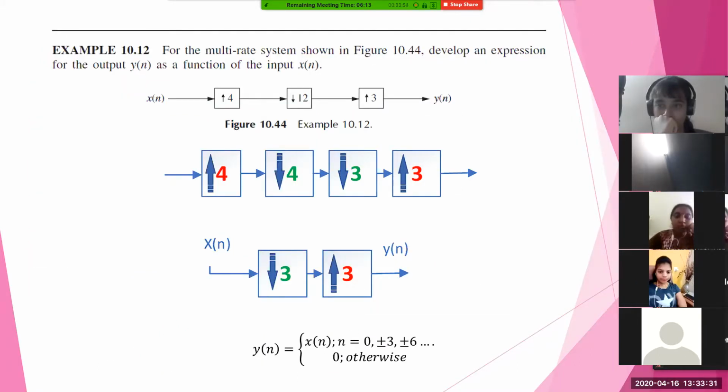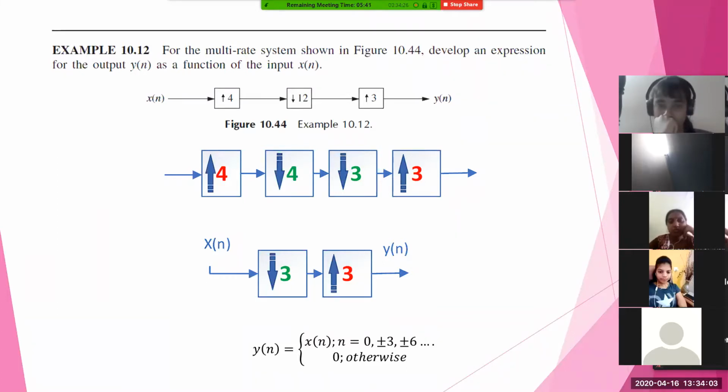And this is one more example which is important. Now here I have an x of n, y of n relationship. This is a multi-stage arrangement. I am asking you to find how its output would look. First I have 4, which is an upsampling. Then I have 12 as downsampling. Then I have 3 as upsampling.